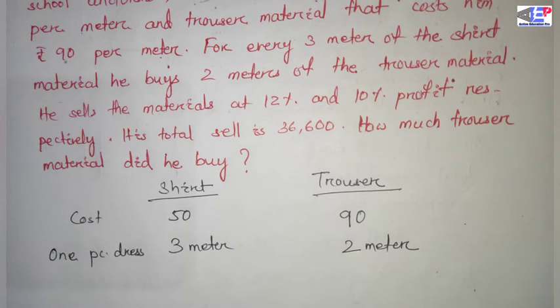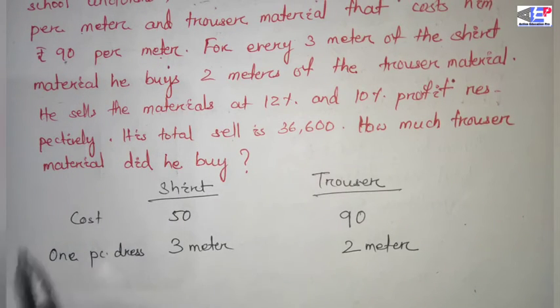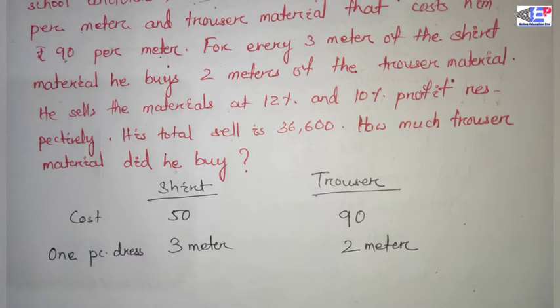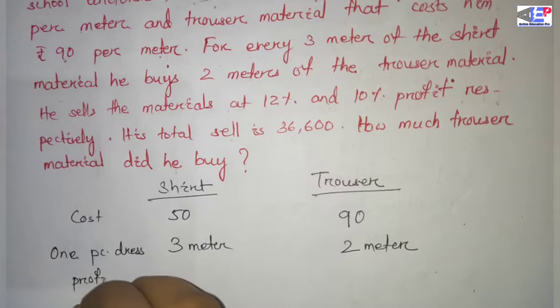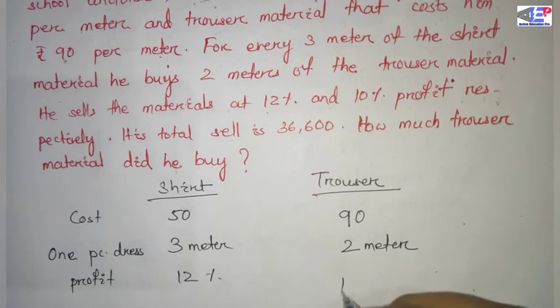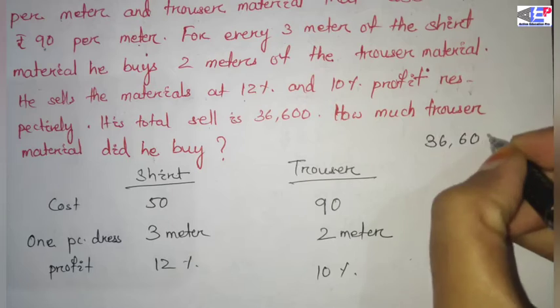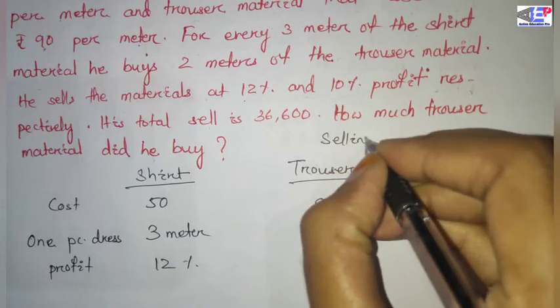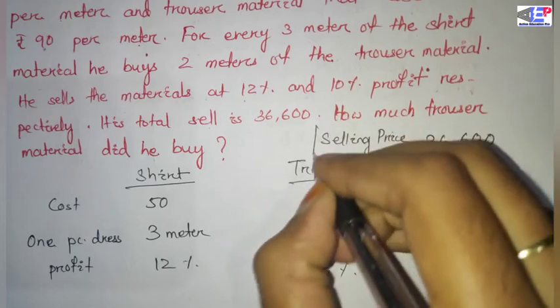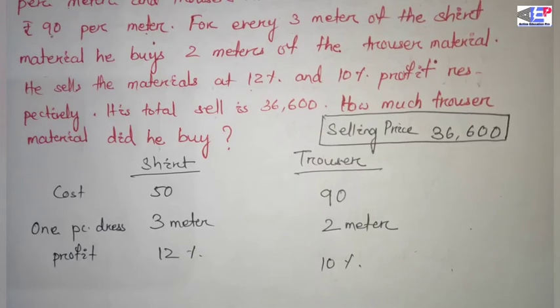And then he again sells it. Look here, first he buys and then sells. Of course when he sells, there is some profit. So the profit percentage for shirt material is 12% and for trouser material is 10%. These are the clues. And the final total selling price is 36,600. This is the final value, the selling price. These are the clues of this question.